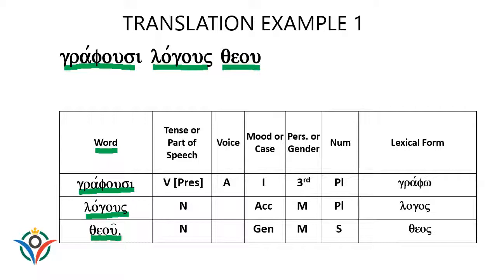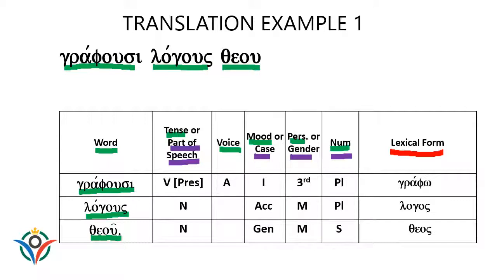If it's a verb, we do the tense, voice, mood, person, and number. And if it is anything besides a verb, we give the part of speech, the case, the gender, and also the number. And then in our final column, we give the lexical form. So that is the nominative singular form of that word. And that's why it's important to know your vocab. So let's go through this very quickly.